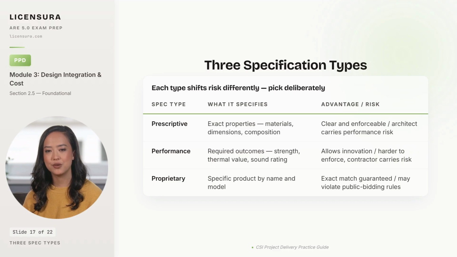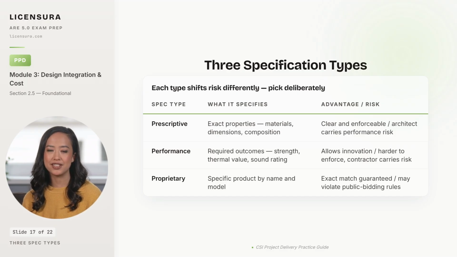3 spec types, 3 risk profiles. Prescriptive specifications, sometimes called descriptive, tell the contractor exactly what to install. ASTM C216 grade SW type FBS brick with a minimum compressive strength of 3,000 pounds per square inch. And the advantage is that the spec is clear and enforceable, with no ambiguity for the contractor to exploit. The risk is that the architect, having chosen the exact product, carries the performance risk if the product underperforms.